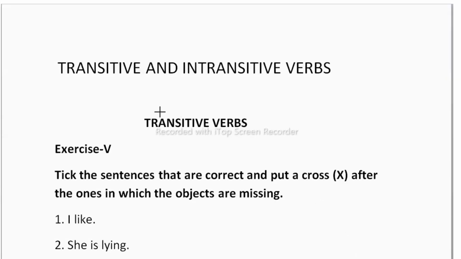So now students, in this bit you have to find out whether the given sentence has a transitive or intransitive verb. I already made a video on transitive and intransitive; you can see the link in the description box. Transitive verbs are the verbs which take objects. Intransitive verbs are the verbs which do not take objects to complete their sense.